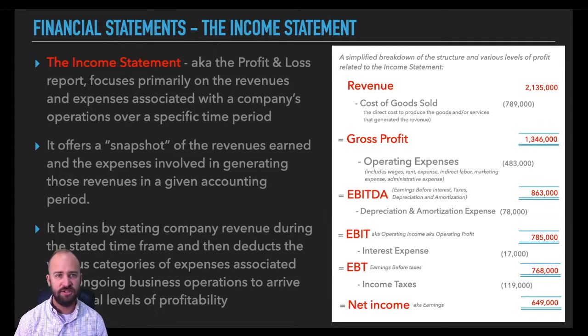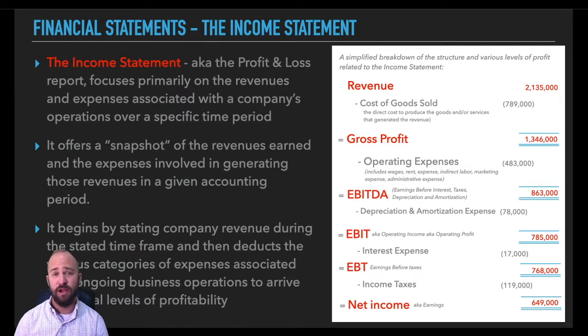So interest expense just refers to the interest portion of payments made against things like loans or interest payments made out to bondholders. Lastly, when we deduct income taxes from EBT, we finally arrive at net income. This is also known as earnings or net profit. This is the bottom line of the income statement. So when you hear that term bottom line, they're literally referring to net income from the income statement.